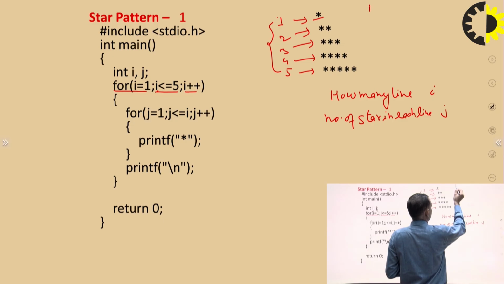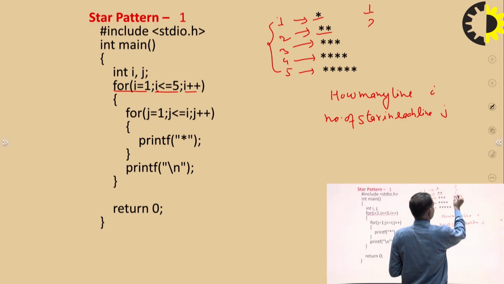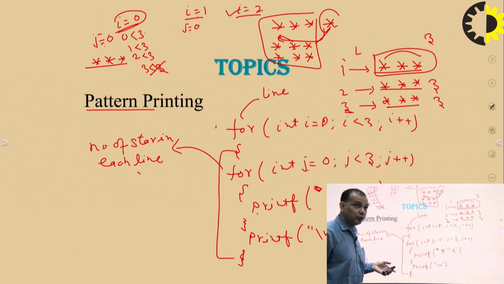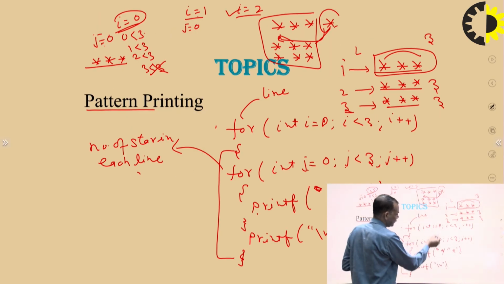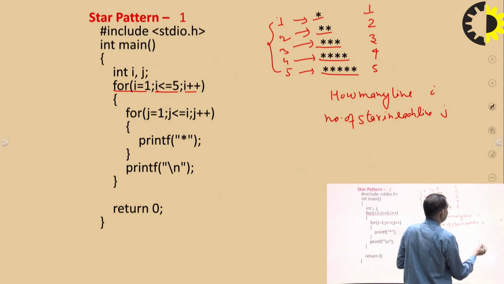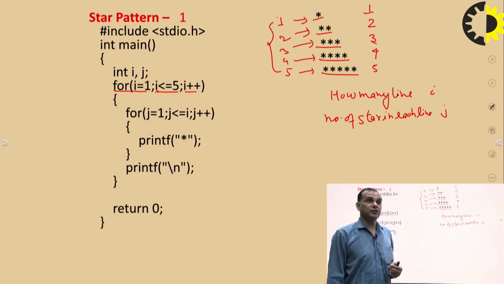In the first line we use 1 star, second line we use 2 stars, third line 3 stars, next line 4 stars, next line 5 stars. In the previous example, we applied a loop and it printed 3 3 3 3 3 and so on. But here, in the first line we want only 1 star, in the second line 2 stars, in the third line 3, fourth line 4, fifth line 5.